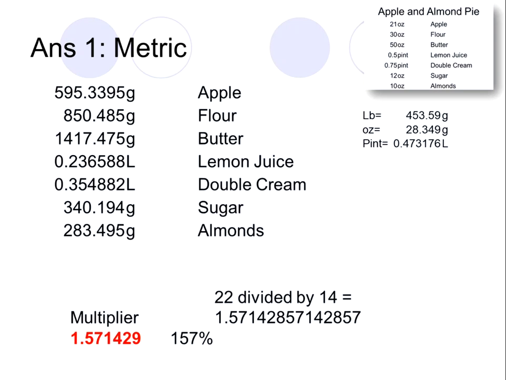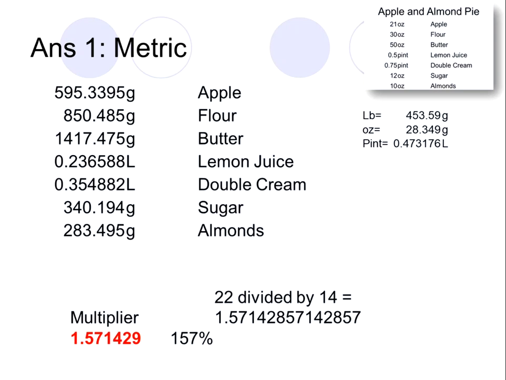Now the lemon juice was done in pints, so don't use the ounces one, we need to use the next one down. So 0.5 multiplied by 0.473176 gave us 0.236588 litres of lemon juice. Okay, double cream 0.75, again it's pints, use the bottom one there, 0.75 multiplied by 0.473176. Okay, and it gave us that of double cream.